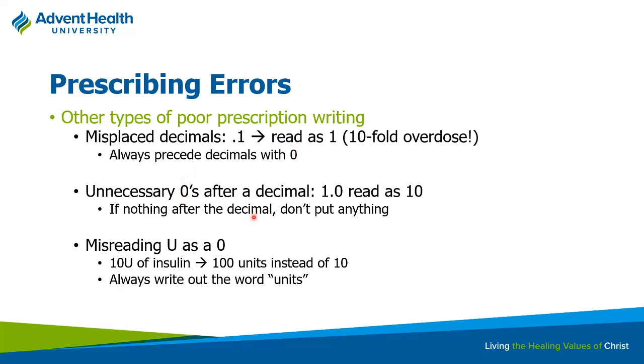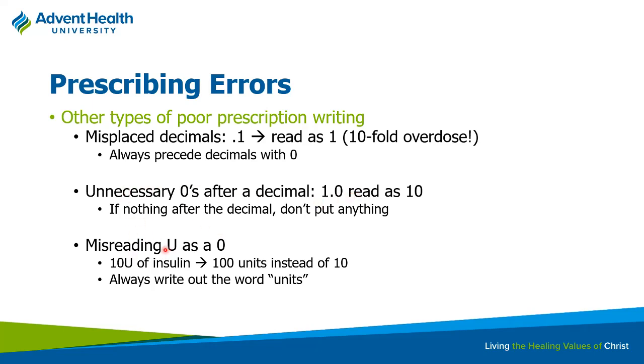Also, avoid writing unnecessary zeros after the decimal point. So writing 1.0 could be misread as 10, right? So don't do that. If it's just 1, just write 1. 2, whatever. If it's 2.4, then you write 2.4, but if it's unnecessary after the decimal, then don't write anything.